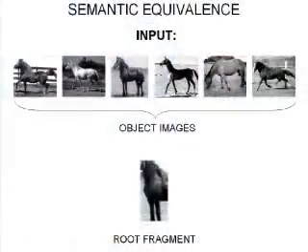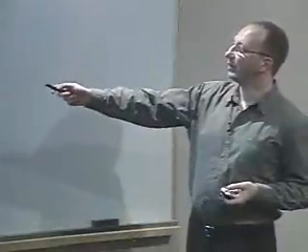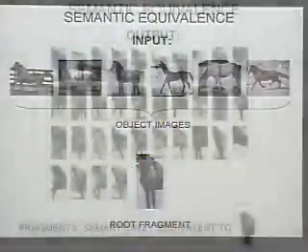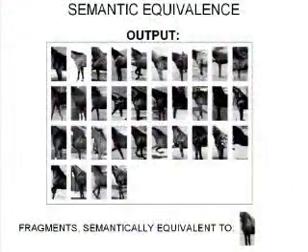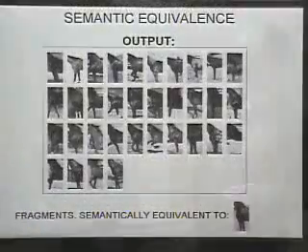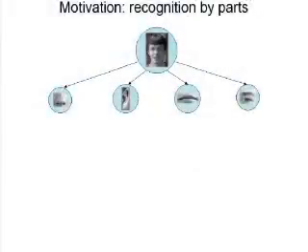So, the second idea to improve the basic algorithm, we call it semantic equivalence. Let's suppose that, once again, we have a set of class images as our input, and just one fragment, we call it a root fragment, that depicts some part of the image. And we would like to get this set of fragments as the output: fragments that depict the same part of the object, and maybe are not visually similar to this one.